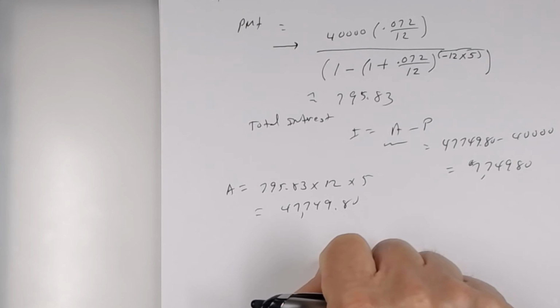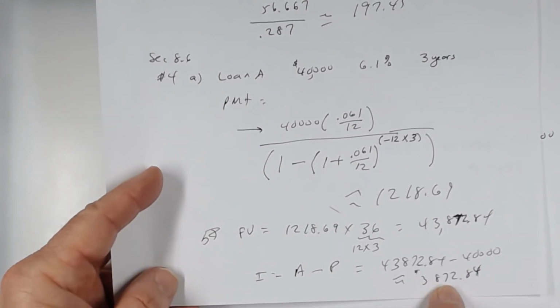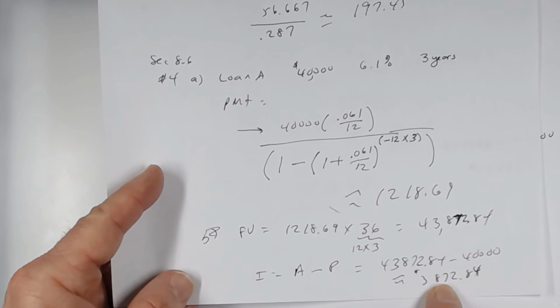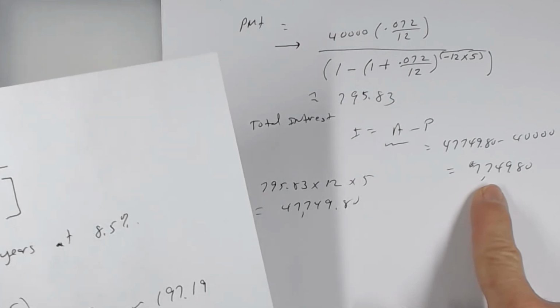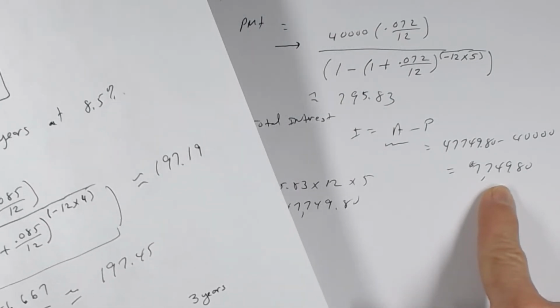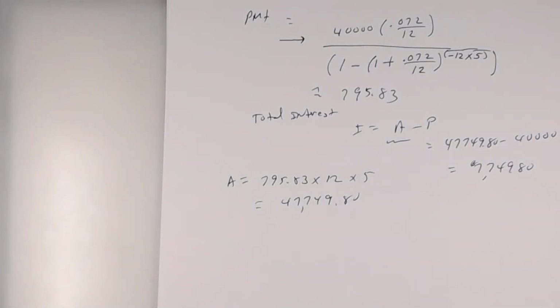The interest is more. In the end, you'll be paying more interest because notice for 3 years, how much interest did you end up paying? It's about $3,872. Whereas for 5 years, look how much. It's almost $7,700. Okay, so if you're able to afford a shorter time period, then do it. You save yourself some interest. All right, so that was letter B.